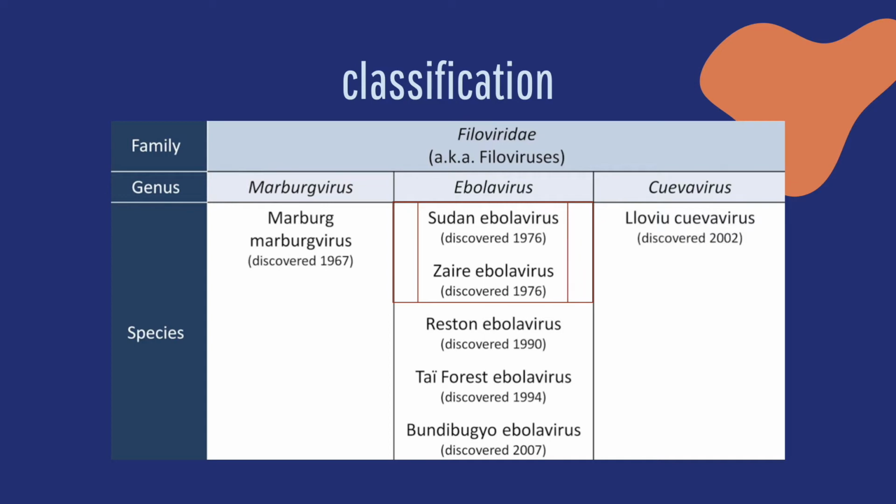The Reston Ebola virus is the only Ebola species to be non-pathogenic to humans. It is also the only Ebola species not endemic in Africa, but shows up in the Philippines. Taï Forest Ebola virus is known to have infected just a single individual in history. Finally, the Bundibugyo Ebola virus emerged in Uganda in 2007 and has been responsible for 2 more outbreaks.